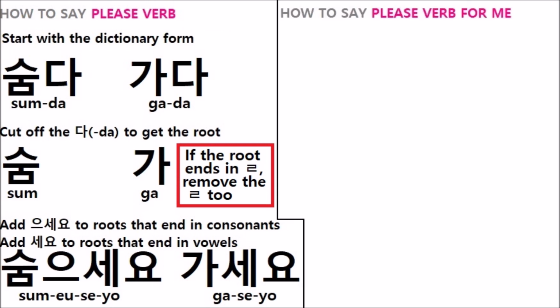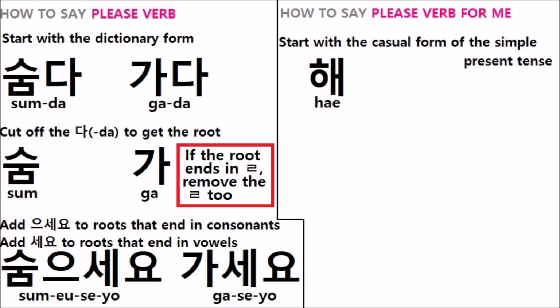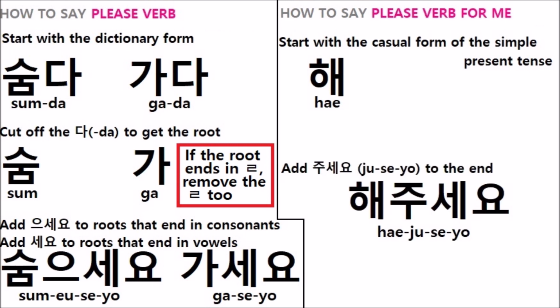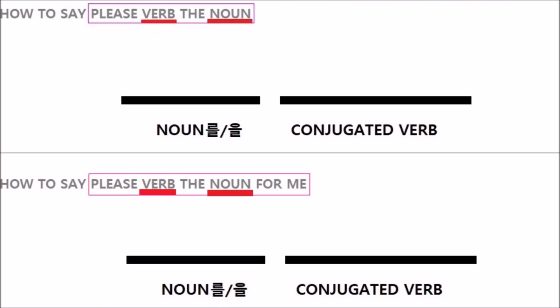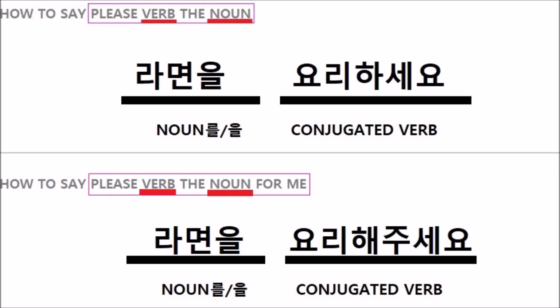To say please verb for me, take the casual form of the simple present tense of the verb and add 주세요 to the end. If you want to say please verb the noun or please verb the noun for me, add the noun with an eul or reul object marker in front of the conjugated verb.